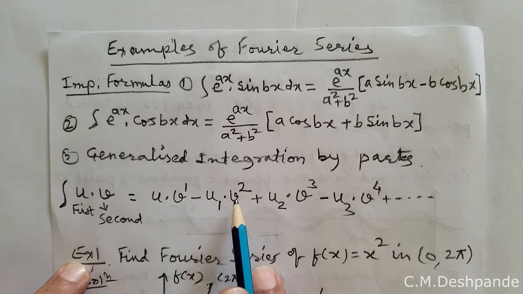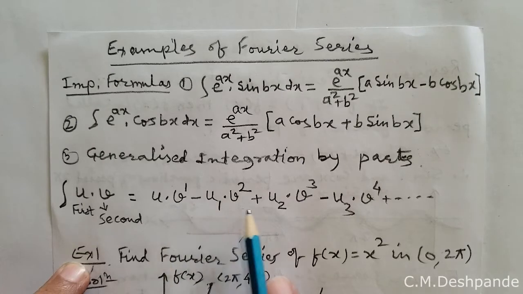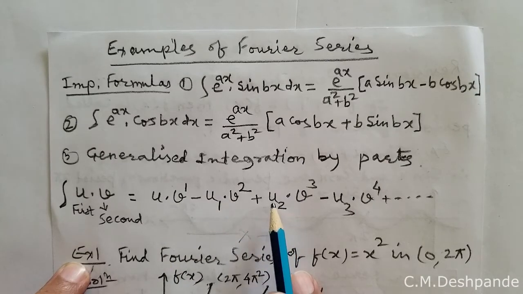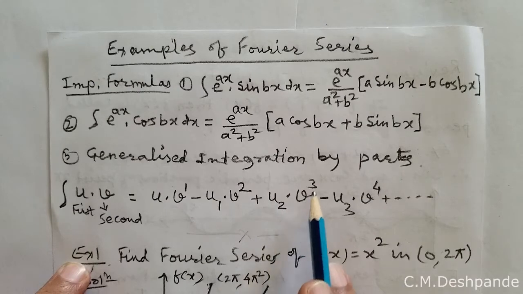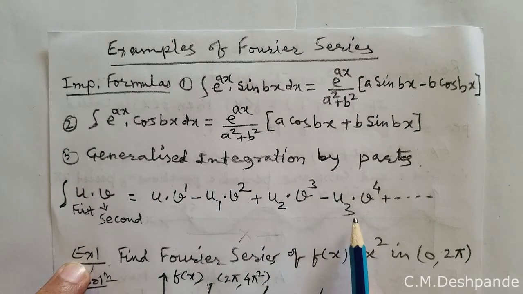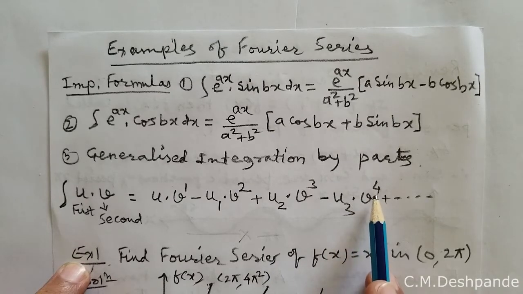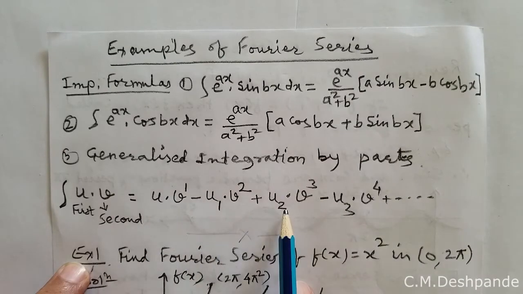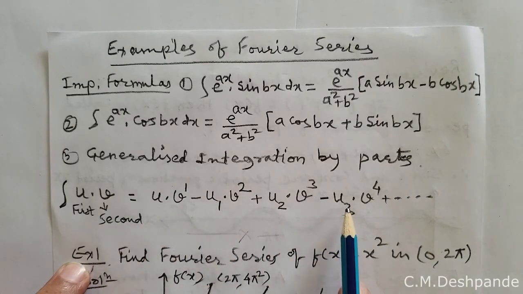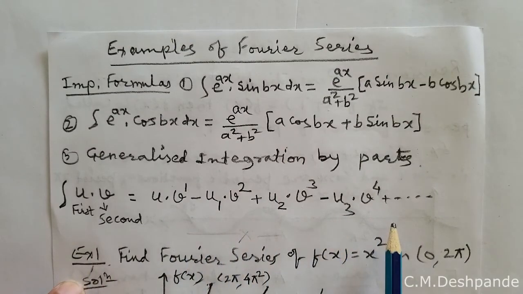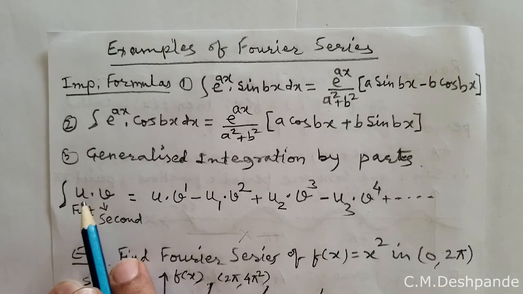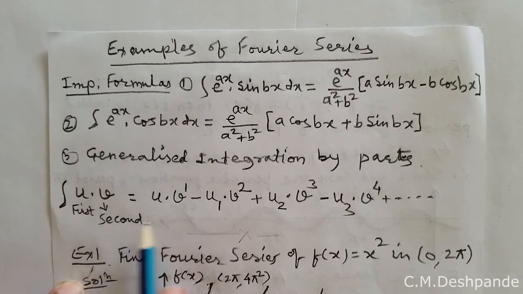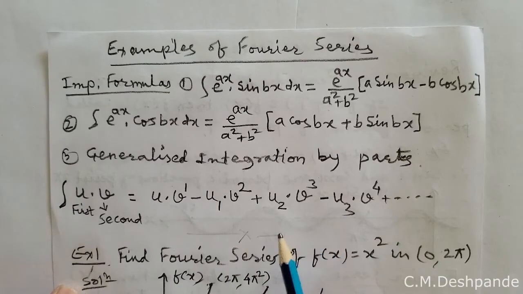v2 is the twice integration of the second function, plus u2, the second derivative of the first function, into v3, the third integration of the second function, minus u3 into v4, and plus so on. That means go on differentiating the first function and go on integrating the second function, and the alternate sign is taken negative. This formula is very useful when the first function is an algebraic function. Remember this integration by parts. Then we solve one example.